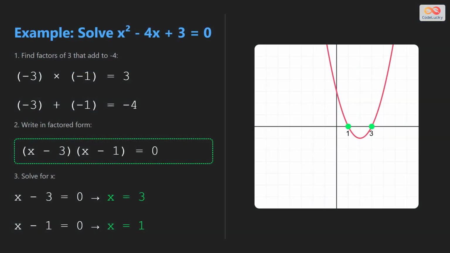Let's see factoring in action with the equation x² - 4x + 3 = 0. We need factors of 3 that add up to -4. Those numbers are -3 and -1. So, we write the equation as (x - 3)(x - 1) = 0. Setting each part to 0, we find that x = 3 and x = 1.